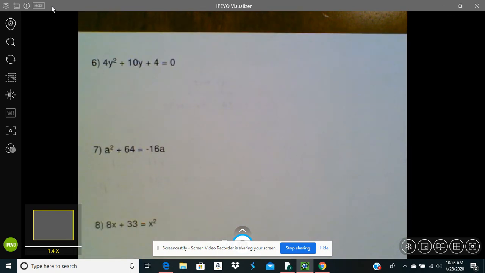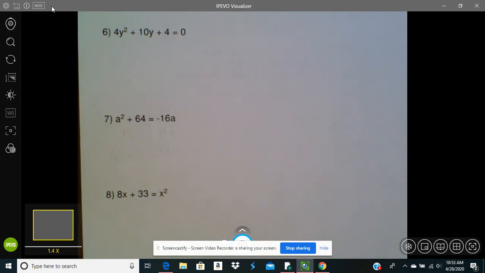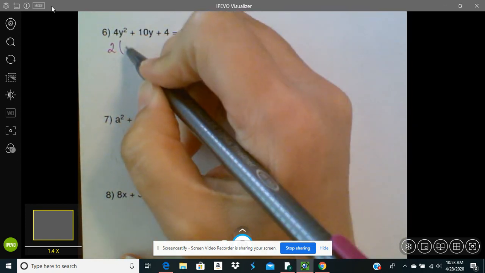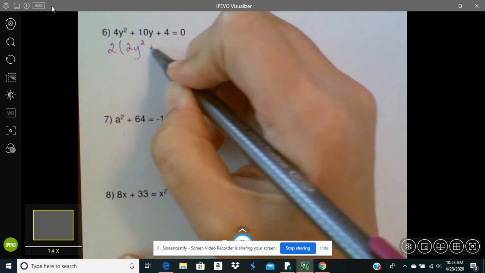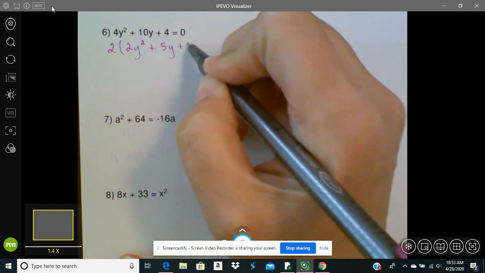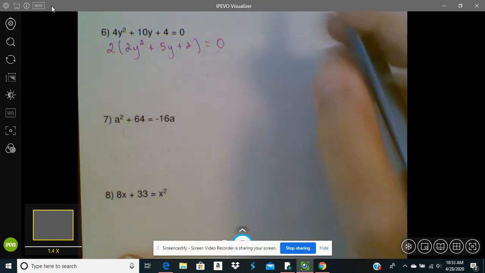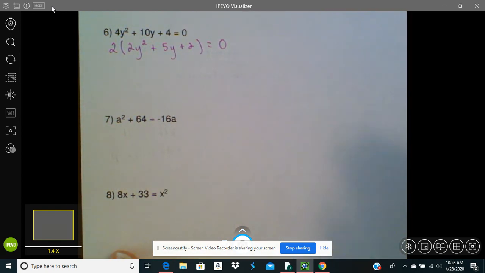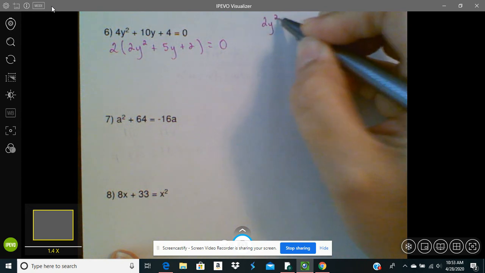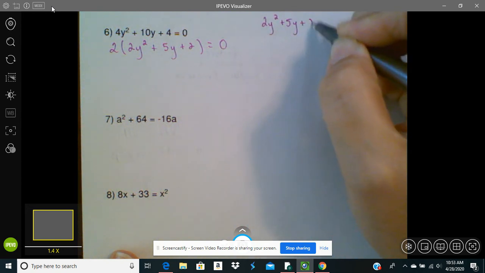Let's look here. Okay, I have 4y squared plus 10y plus 4 equals 0. What is always step number 1? Step number 1 is always look for a greatest common factor. And what is my greatest common factor? That would be 2. So when we factor out a 2, we're left with 2y squared plus 5y plus 2 equals 0. Okay, so now we have to look here. I'm going to go off to the side. 2y squared plus 5y plus 2.